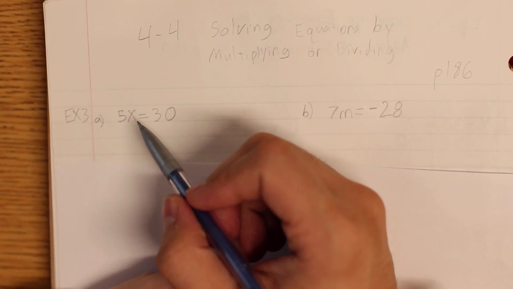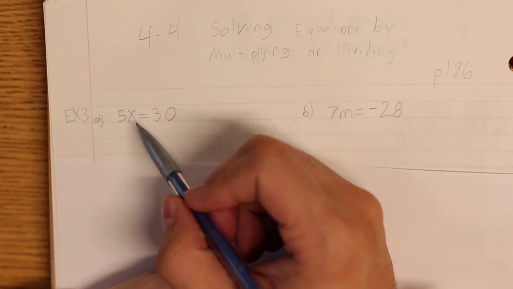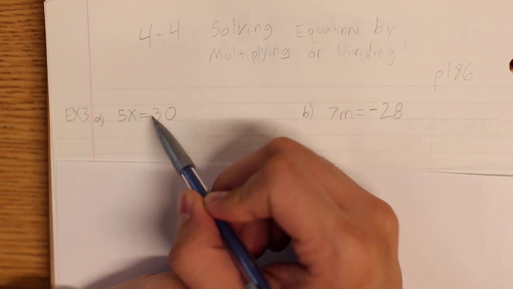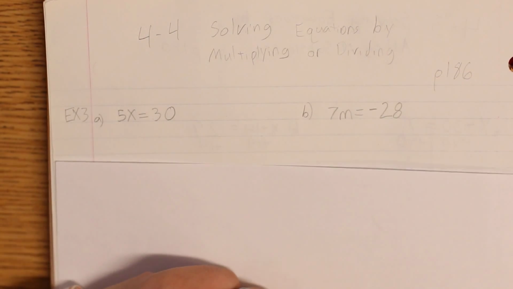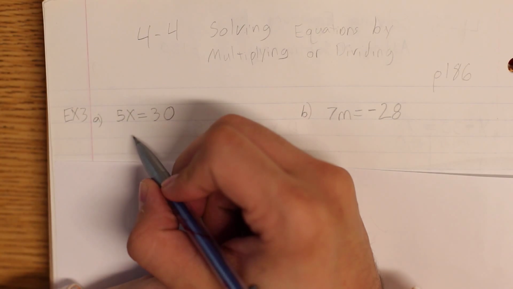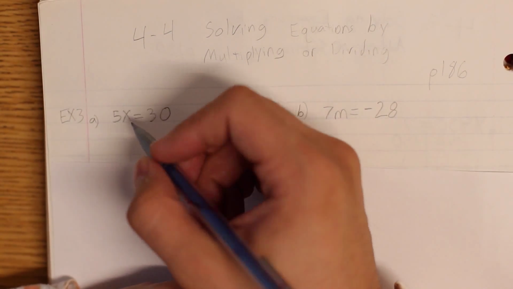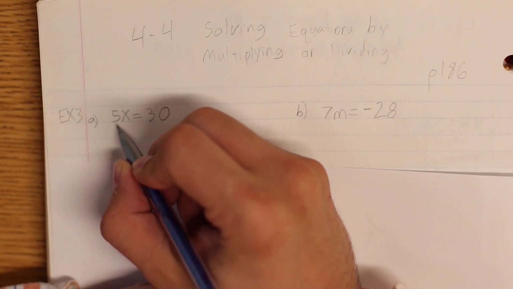All right, so what we need to take a look at is that we have 5x is equal to 30. What do we do here? Well, I have 5x equal to 30. I've got to get rid of that 5.